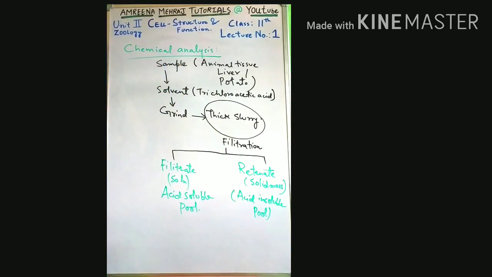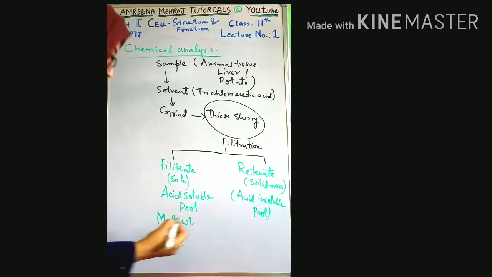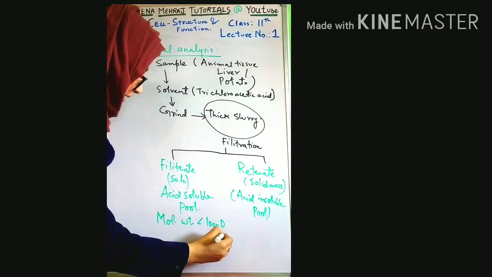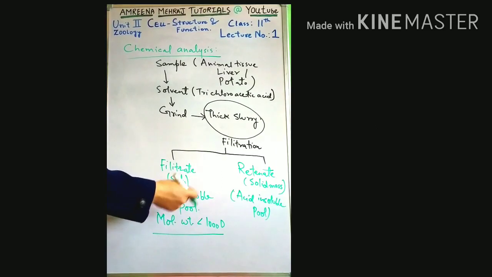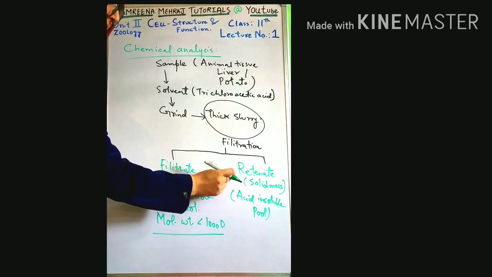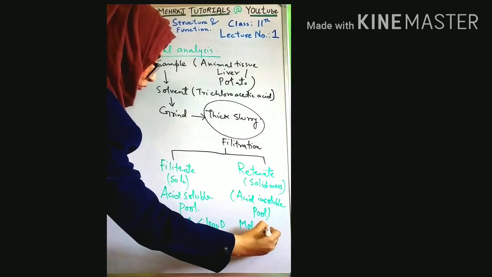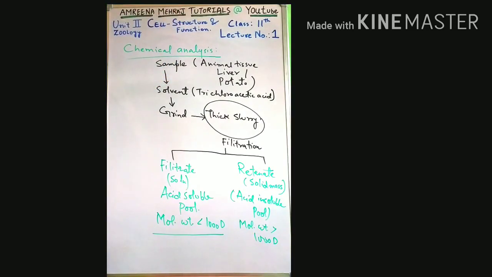There is one more thing you can guess over here. These molecules which are present in filtrate, they got filtered because their molecular weight was less. How much less it was? It was less than 1000 Dalton. So all the molecules which are present in acid soluble pool, their molecular weight was less than 1000 Daltons. Whereas all the molecules which were in the retentate, that is the acid insoluble pool, their molecular weight was more. How much? It was more than 1000 Dalton. So this is the idea you need to get.